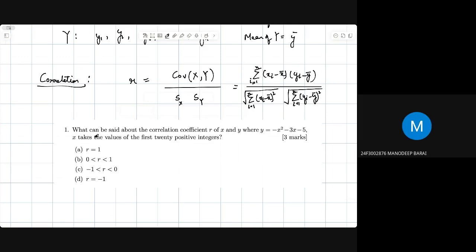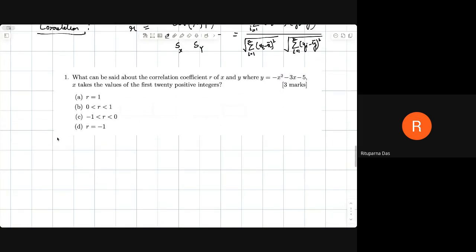Okay, so what can be said about the correlation coefficient R of x and y, where y is equal to minus x square minus 3x minus 5. X takes the values of the first 20 positive integers. Anybody wants to try it?